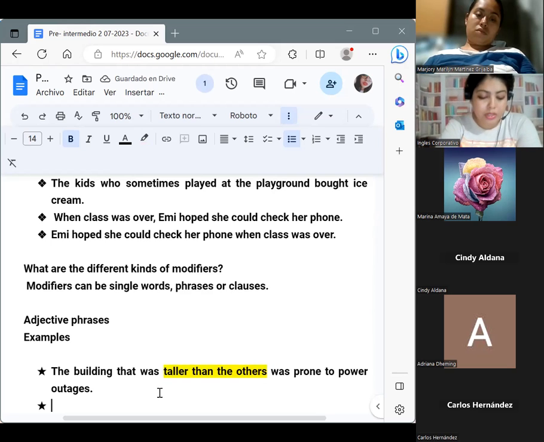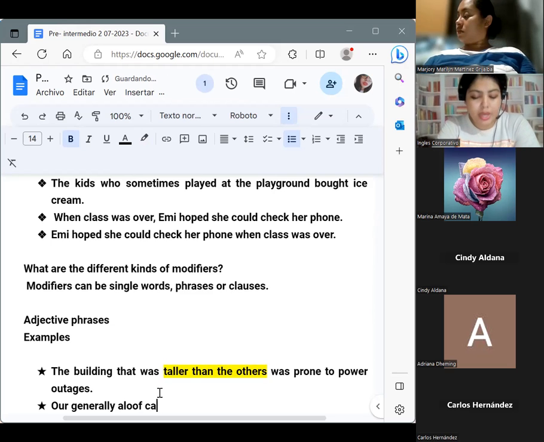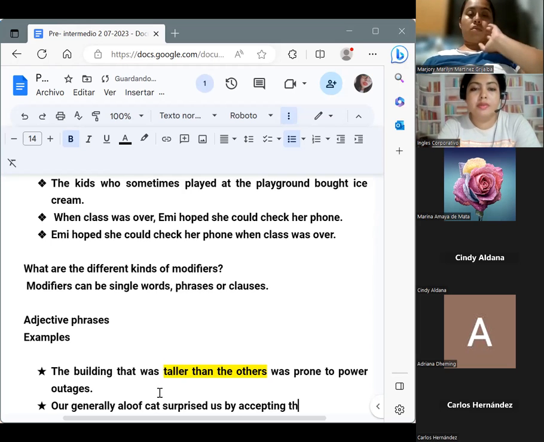The second one: our generally aloof cat had surprised us by accepting the new kitten. Okay, in this case, generally aloof is the modifier.